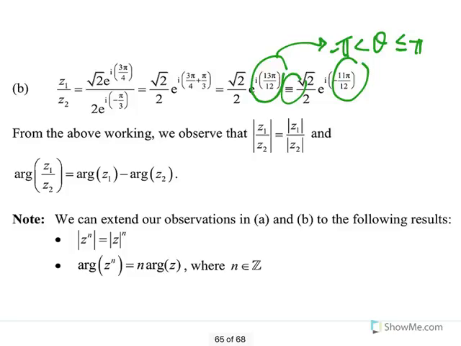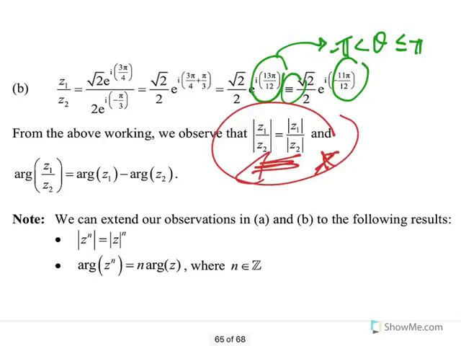So what do you observe in part B? The modulus of a quotient is the same as the quotient of the moduli. If we take the modulus of Z1 over Z2, it's the same as taking mod Z1 then dividing by mod Z2. The argument of the quotient is the same as subtracting the arguments from each other. This is like the quotient law. Easy, right? It's a very easy one.